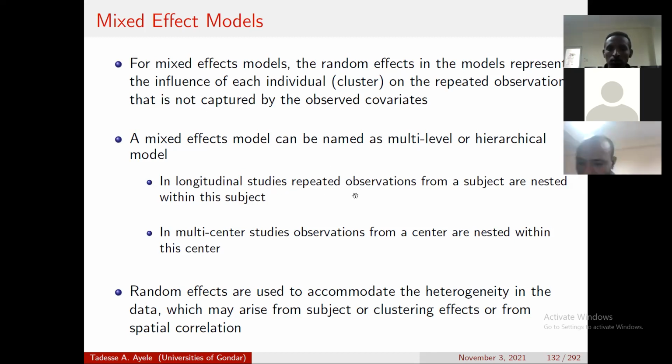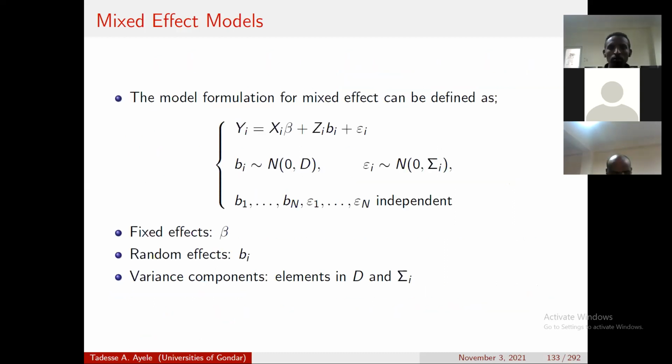So in longitudinal studies, repeated observations from the subject are nested within the subject. In multi-center studies, observations from the center are nested within the center. So random effects are used to accommodate the heterogeneity in the data which may arise from subject or clustering effect, or from spatial correlation. We model this by introducing the random effect that comes from it. Now let's go to the model. How are we going to fit the model? So the model formulation for mixed effect can be defined as this one.